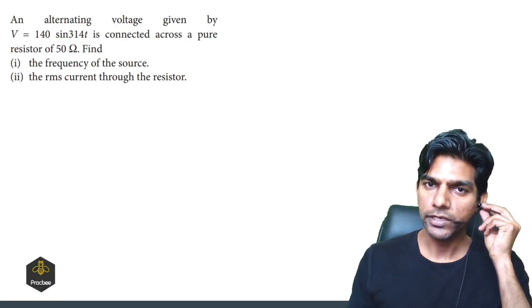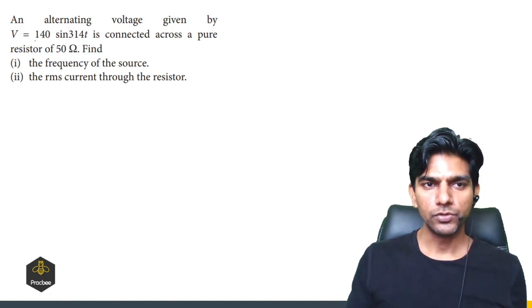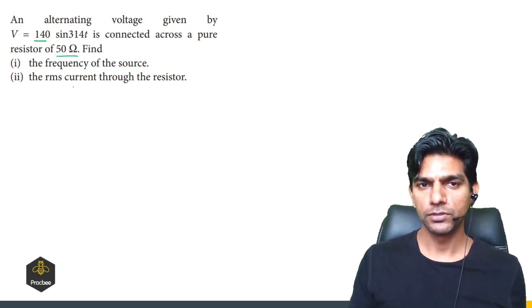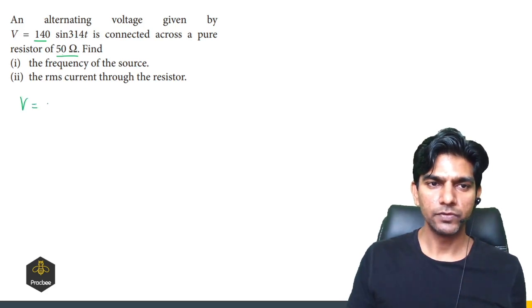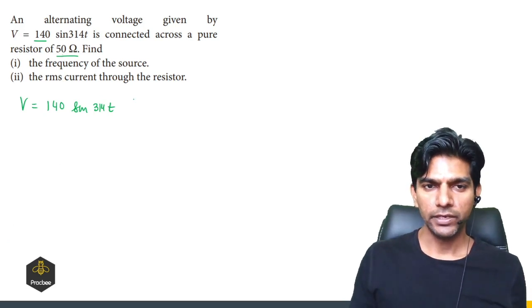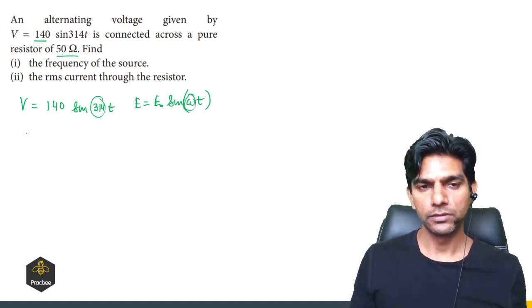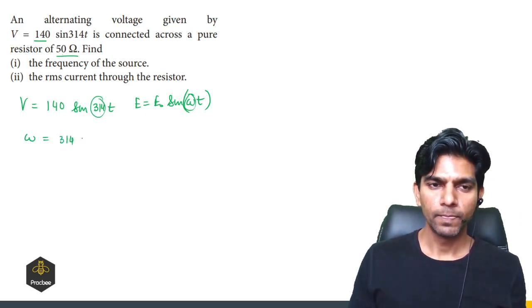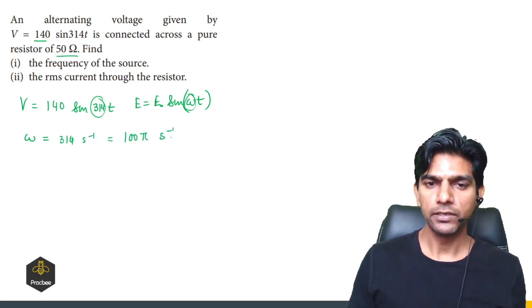An alternating voltage given by V equals 140 sine 314t is connected across a pure resistor of 50 ohms. Find the frequency of the source. Okay, right. So we have the source as V equals 140 sine 314t. And we know that if we compare this with E equals E naught sine omega t, this omega is nothing but 314. So the angular frequency is 314 second inverse, or I can say this is nothing but 100 pi second inverse.